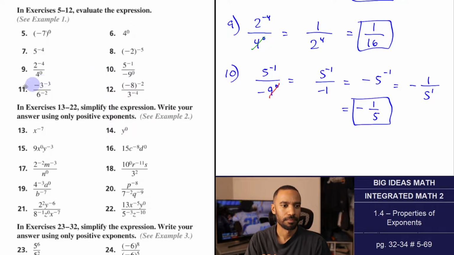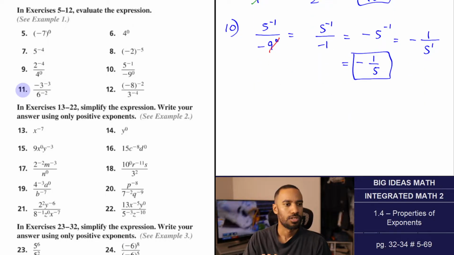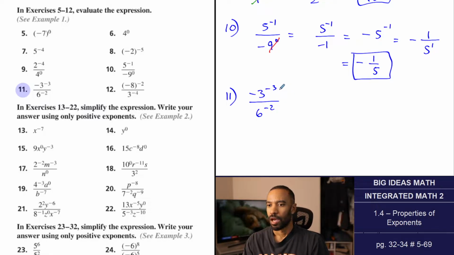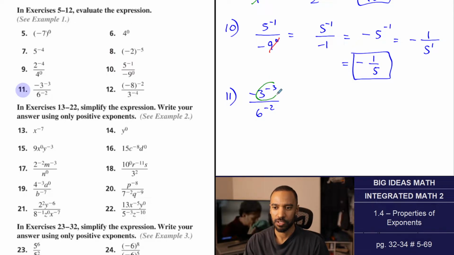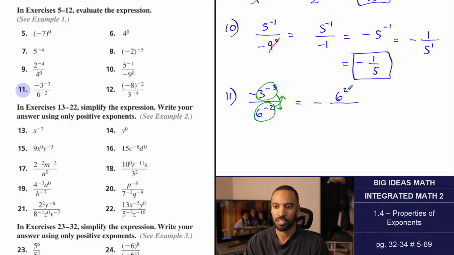Number 11, -3 to the -3rd, again, -3 not in parentheses, over 6 to the -2nd power. Okay, this is where, like I said, I like to treat negative exponents positive as soon as possible, so I will move them and make them positive right when I can. Both of them get to switch places. The negative is still involved, just as the whole fraction. So this is now 6 to the +2nd and 3 to the +3rd.